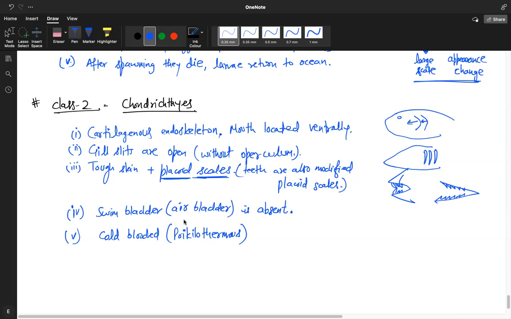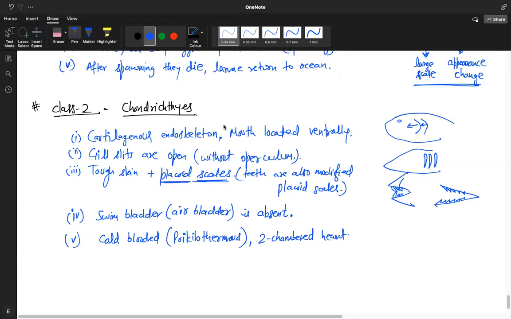Okay, so they are poikilothermous, cold-blooded, and they have a two-chambered heart. Remember, that is true for all fish, whether they are cartilaginous or bony, so I'm just putting it as an extra. Fish have a two-chambered heart. From amphibians onwards, we will start with a three-chambered heart. So this is how you have to do the classes.